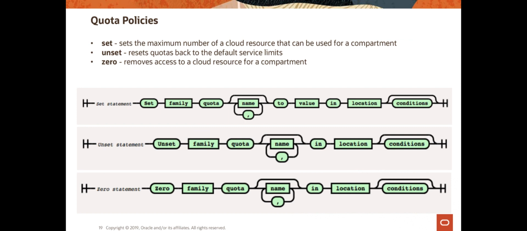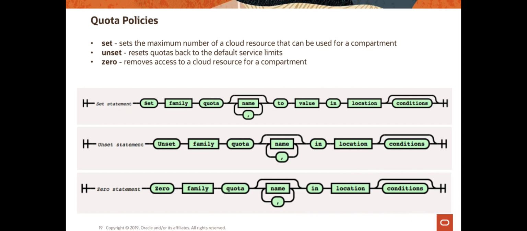Okay, let's take a look at the quota policy language and how you can write these statements. There are three types of quota policy statements. There are set statements, unset statements, and zero statements. The set statements set the maximum number of a cloud resource that can be used for a compartment. So this is what you use to specify the limit.